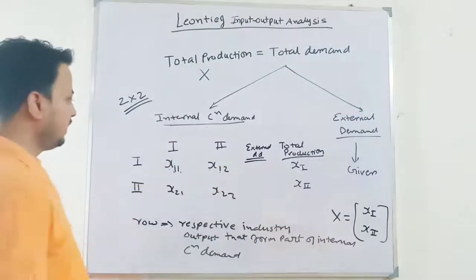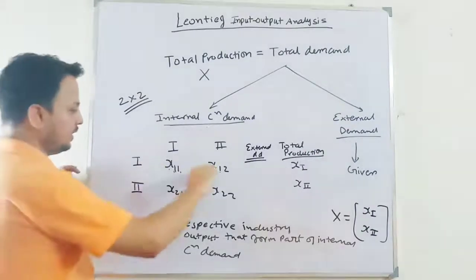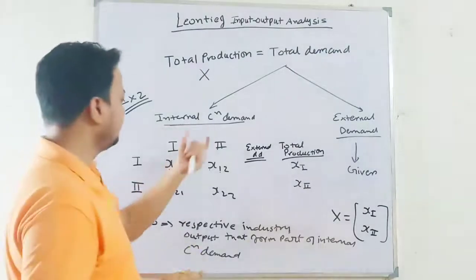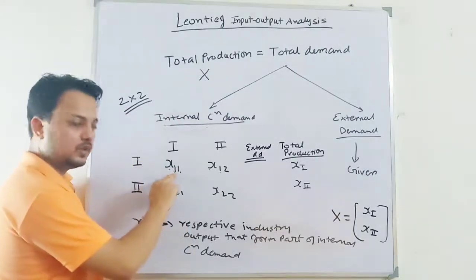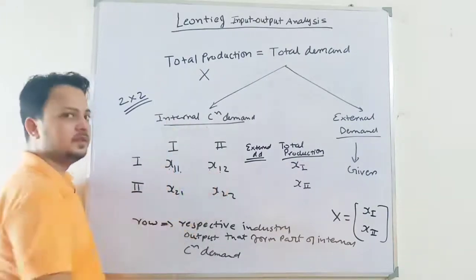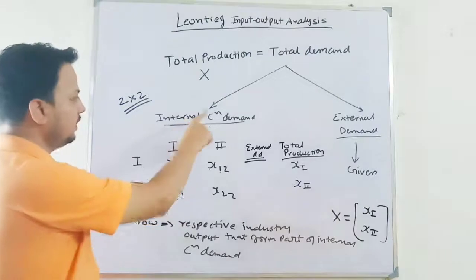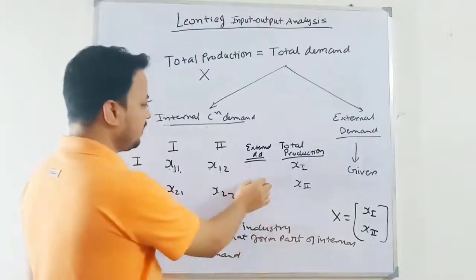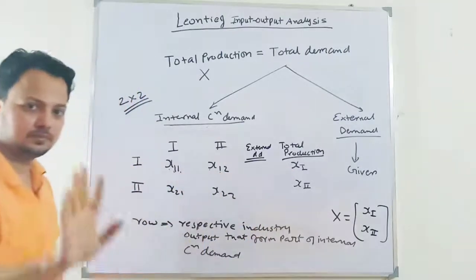Before I do external demand, let me explain quantum also. So the row represents the respective industry's internal demand. If we add up the row, we will know. I repeat again: output of first industry used by first industry plus output of first industry used by second industry gives me internal consumption demand. And total output, if we have external demand positive, total output will be more than this. Wait, I will explain.